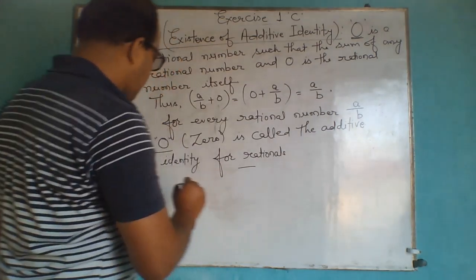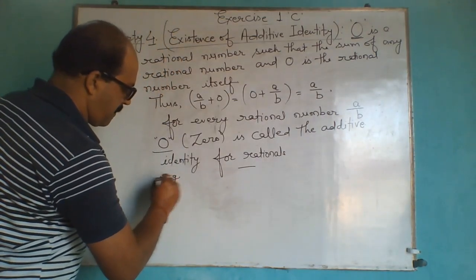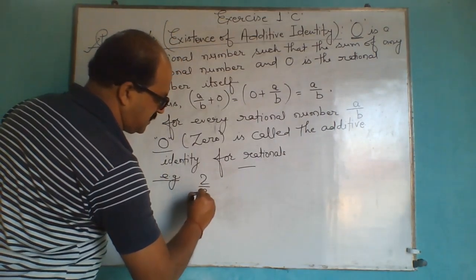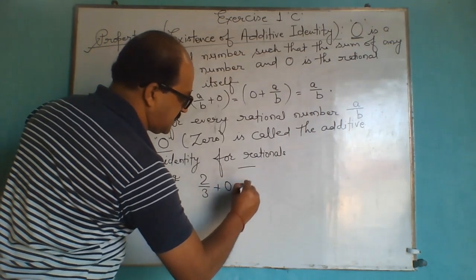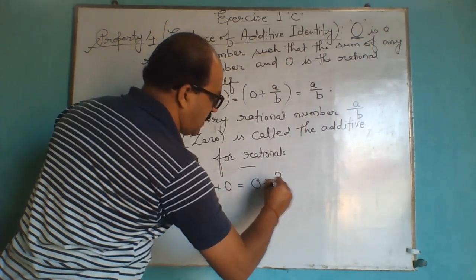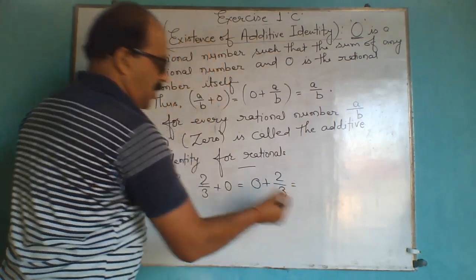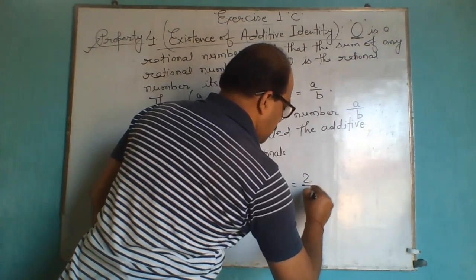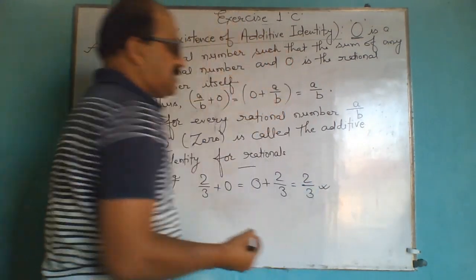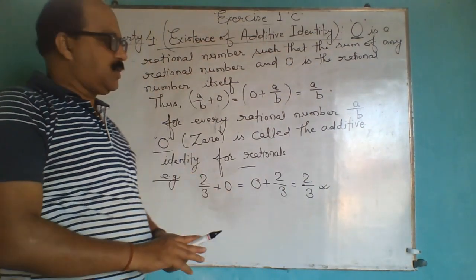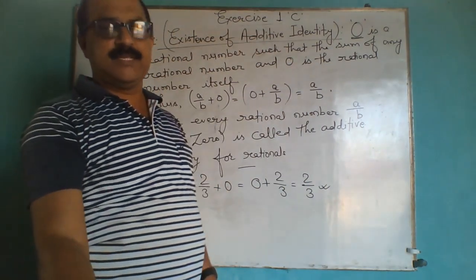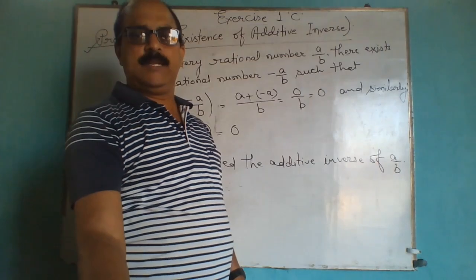For example, 2 by 3 plus 0 is equal to 0 plus 2 by 3. We get only 2 by 3, this rational number. So, no changes when 0 is added to any rational number.